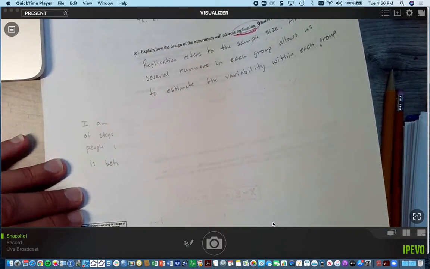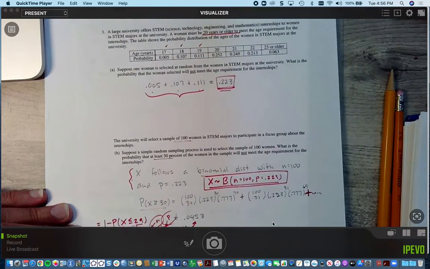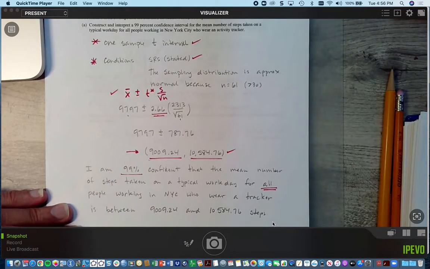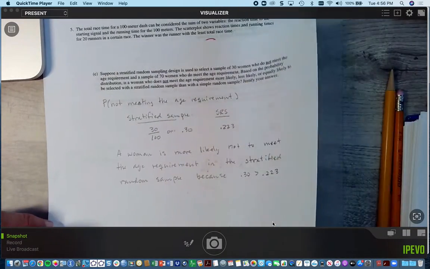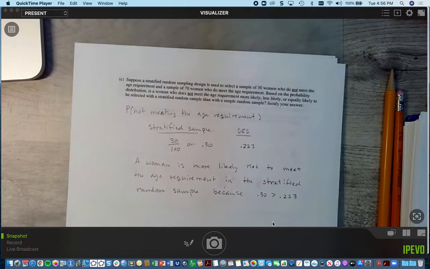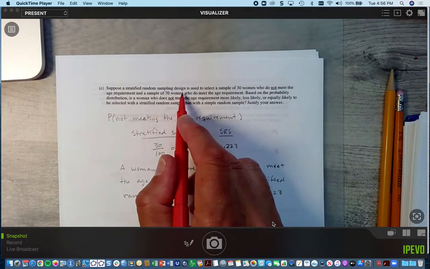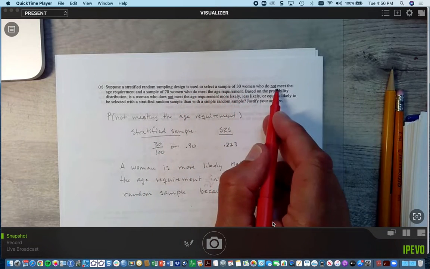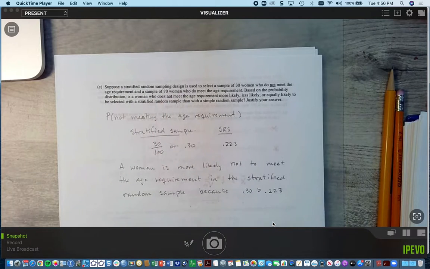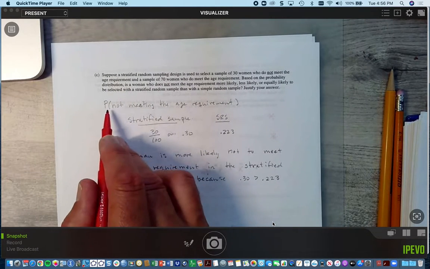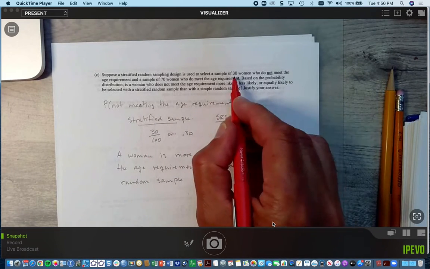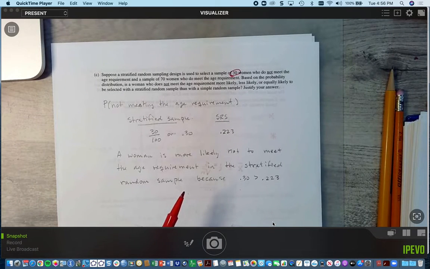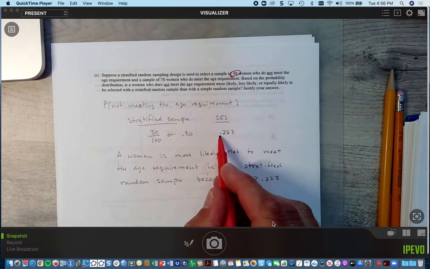Okay. And I guess that one only had the two parts. Okay, then for question number, oh no, this one had a third part. Okay, part C. Suppose that a stratified random sample design is used to select 30 women that meet the age requirement and 70 that don't. Okay, so if we look at the probability of not meeting the age requirement, if we did a stratified sample, we're going to get exactly 30 out of 100 that don't meet the requirement. If we did a simple random sample, this is our answer from part A.